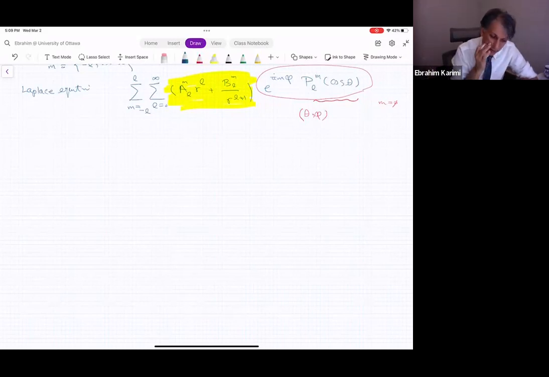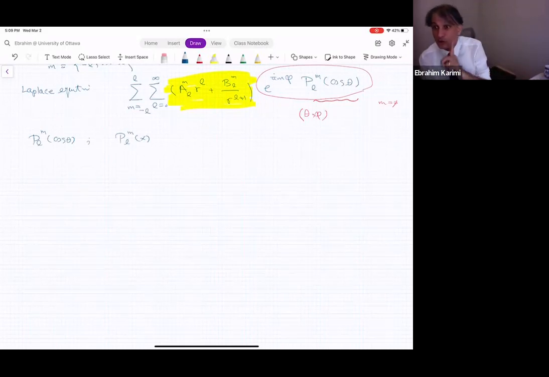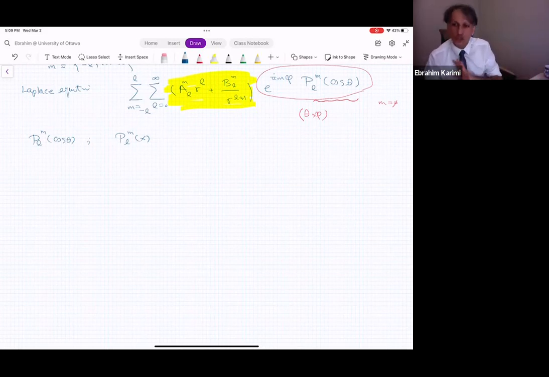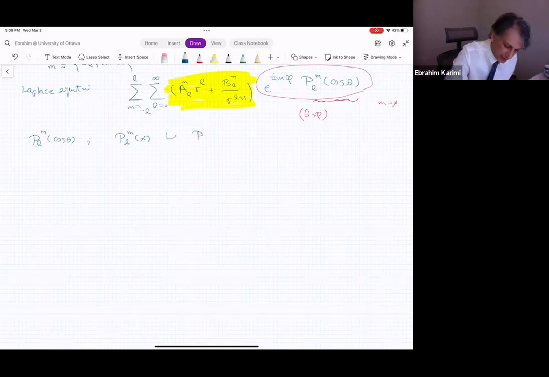Before going there, I have not talked about P_lm of cosine theta, or in general P_lm of x, which is the associated Legendre polynomial. Remember, it's polynomials. Again, you can go to Mathematica. You can have it with the function LegendreP, and it will be labeled by L, m, and x. That's the function that you can use in Mathematica.